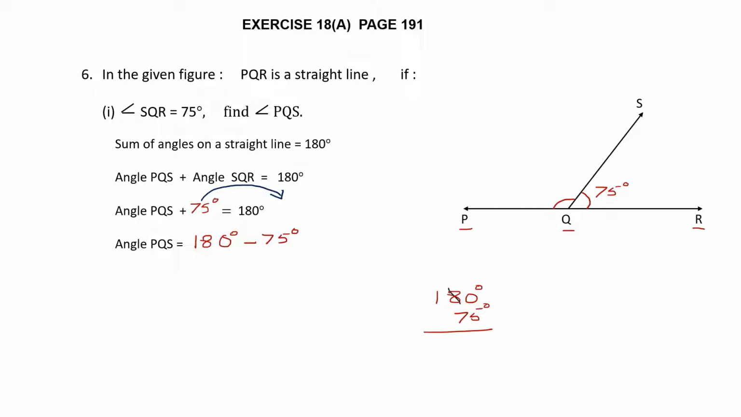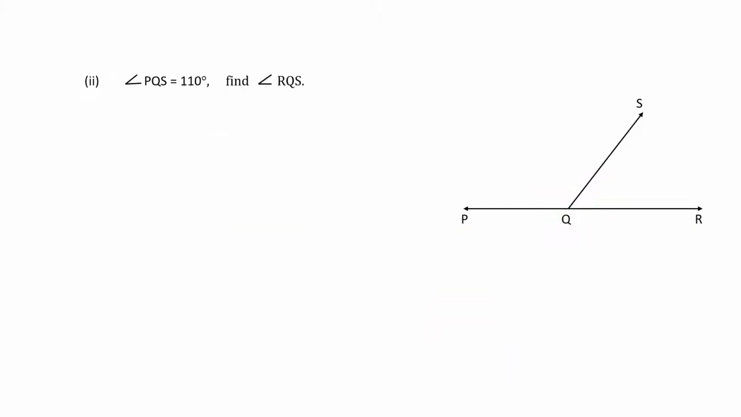0 minus 5, you can't do, I'll borrow. 10 minus 5 is 5. 7 minus 7 is 0. 105 degrees. So angle PQS is equal to 105 degrees. So if this is 105, let me put it here. Now if you add up both these, 105 and 75, you will get 180.